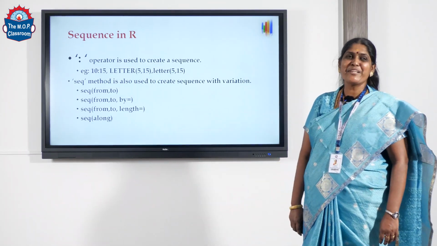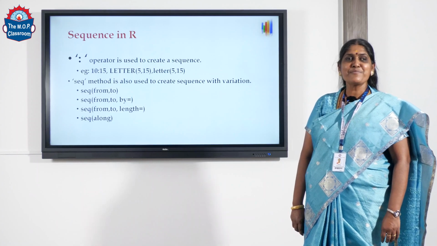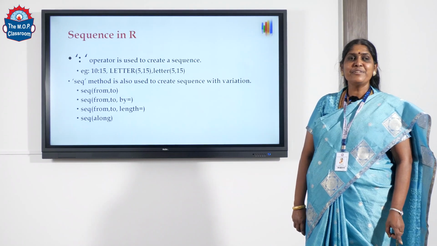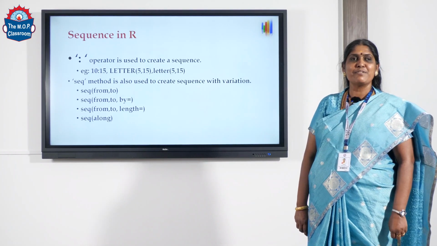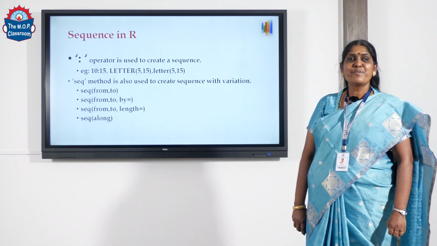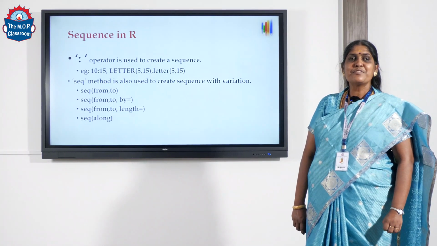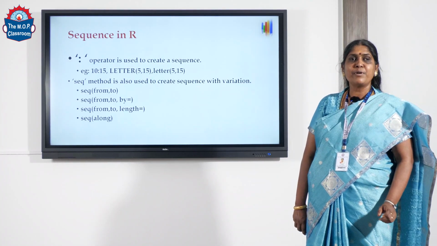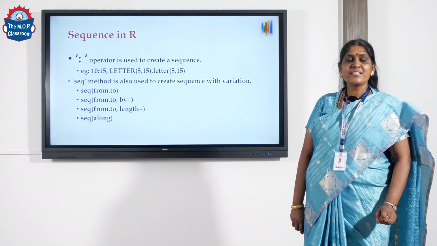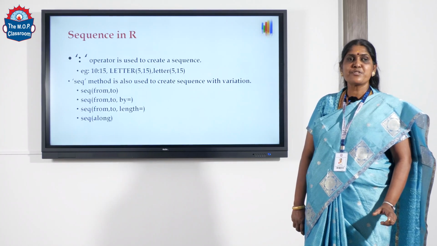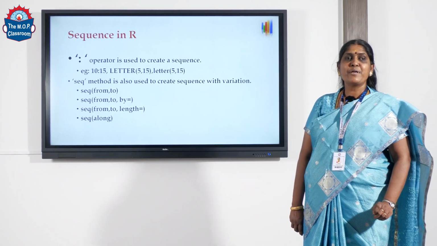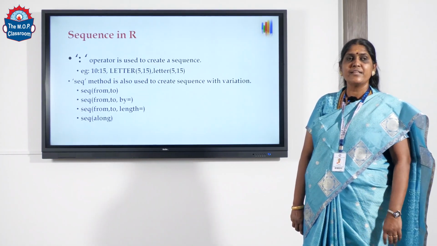A sequence can also be created using other formats. First format is seq of from, to. So from the starting value till the ending value with the difference of 1, the sequence will be created. Next it is from, to, by equal to. So the elements are separated with the difference of whatever is mentioned in the by. And next it is from, to, length. The length mentions how many elements should be there in the sequence. And seq_along. This will print from 1 till the value given inside the sequence.